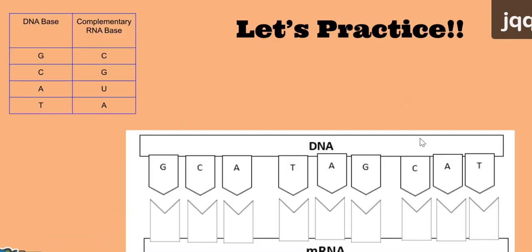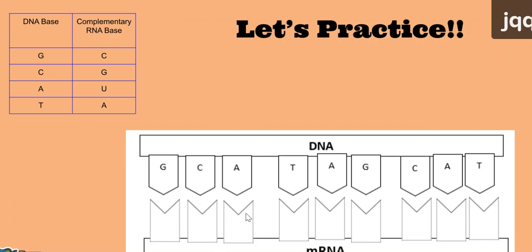Let's practice. Here we have DNA that has been opened up. mRNA has come in at the bottom to get its message from DNA. Write the message from DNA onto mRNA. What this really means is match your base pairs. If there's a G, you should write a C on mRNA because G and C pair together. If there's a C on DNA, you should write a G on mRNA because C and G pair together.